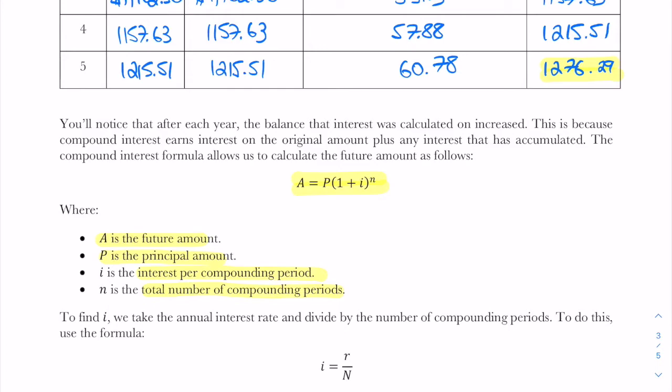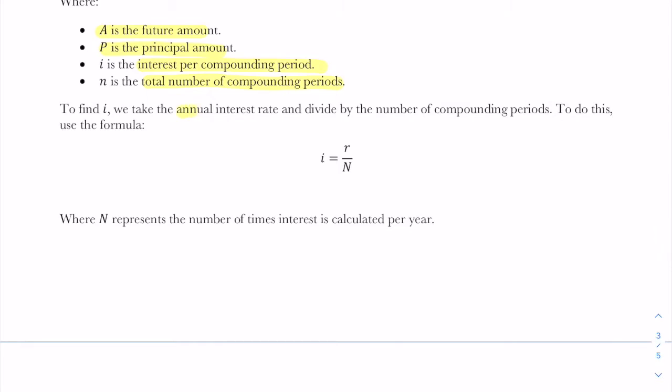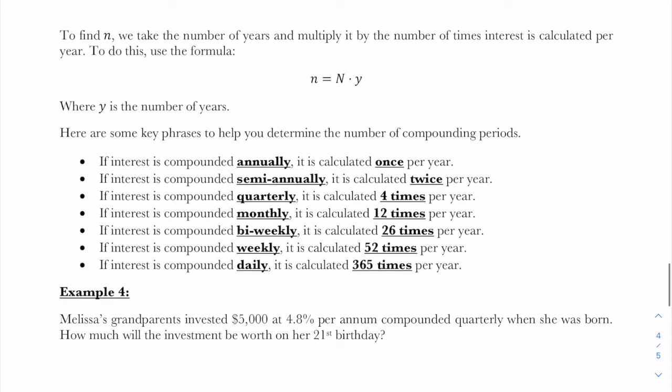To find your interest per compounding period, what you do is take your annual interest rate, this is still referred to by r, and you divide that by the number of compounding periods. This is shown below. So capital N over here refers to how many times interest is calculated per year. To find lowercase n, we take the number of years and multiply it by the number of times interest is calculated per year. So that's what I'm using as lowercase n, the number of compounding periods. Capital N would be the number of times interest is calculated per year, and lowercase y would represent the number of years.